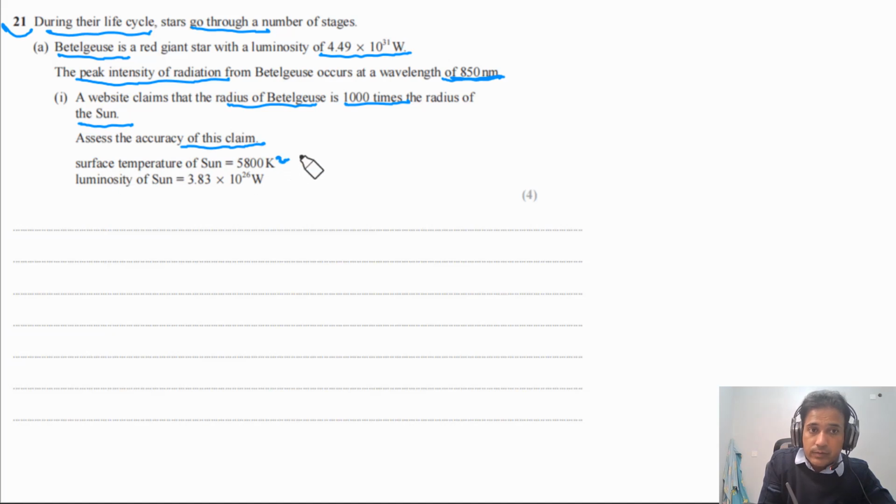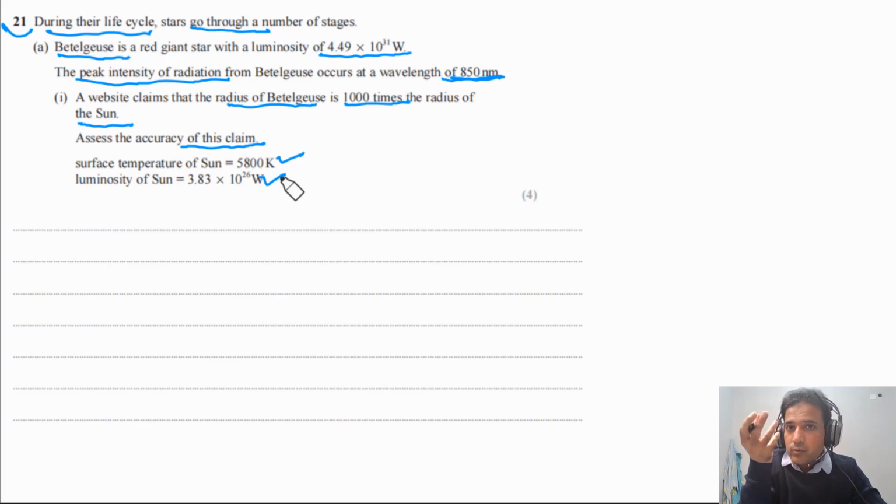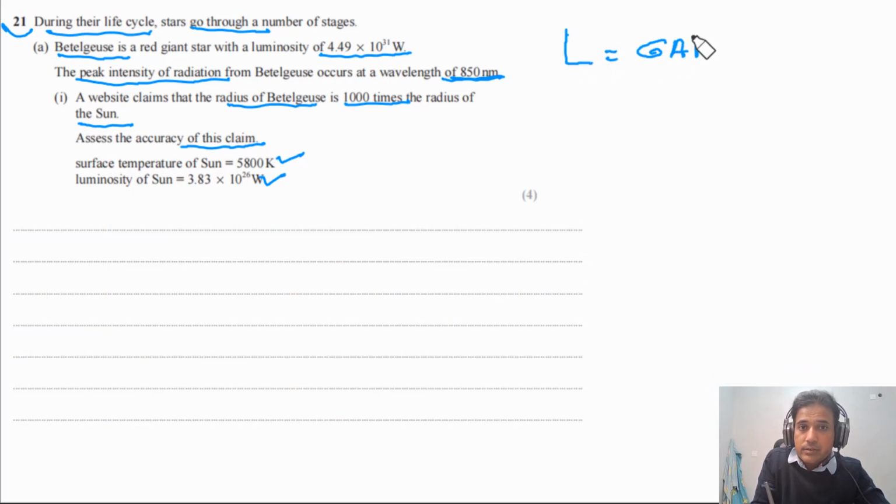The surface temperature of the Sun is given to us, and the luminosity of the Sun is also given to us. For this question we have to compare the radius, and for that we need the Stefan-Boltzmann law. The luminosity is equal to sigma A T to the power of 4. Radius is involved, so you have to use the Stefan-Boltzmann law. In this case, the surface area of the star is 4 pi r square, times T to the power of 4. Here r is the radius of the star.